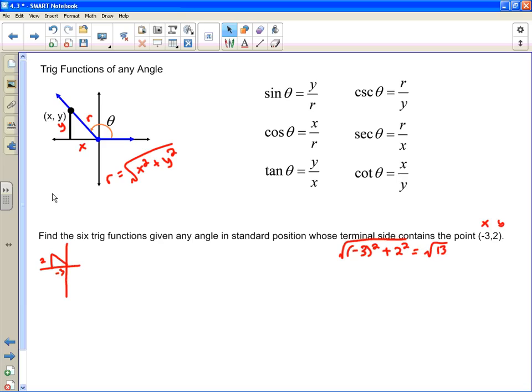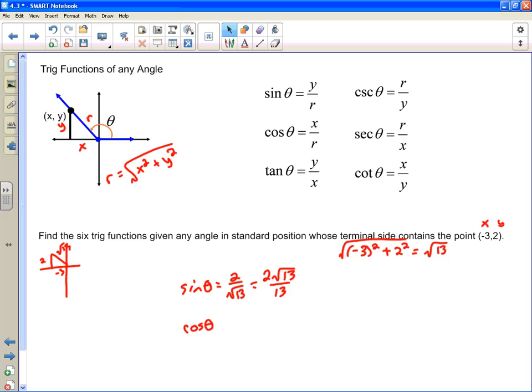Okay, which I'd have to do even if I drew the picture. I'd have to work out that that's the square root of 13. Well, now I can just fill in what I have. Sine of theta is y over r. So that is 2 over the square root of 13, which is 2 square roots of 13 over 13.